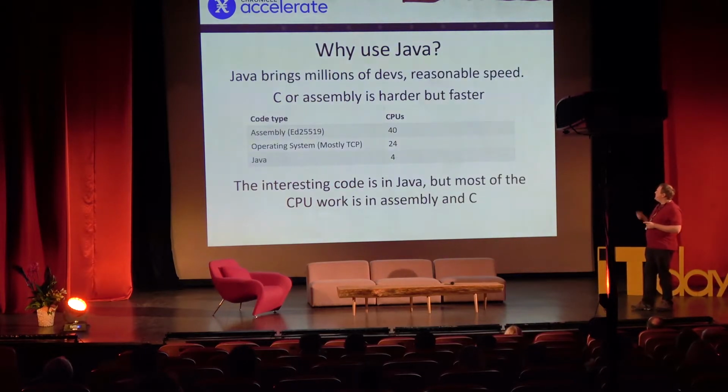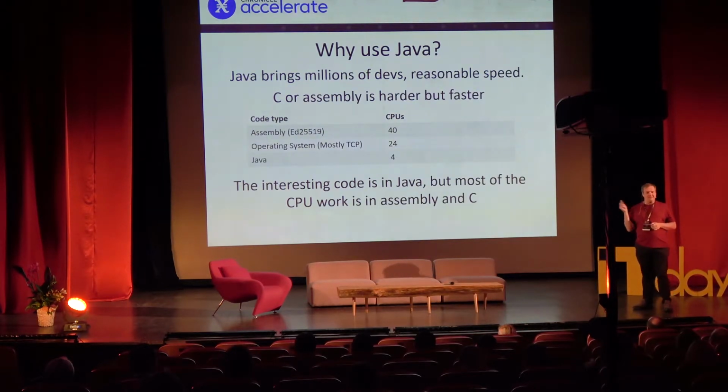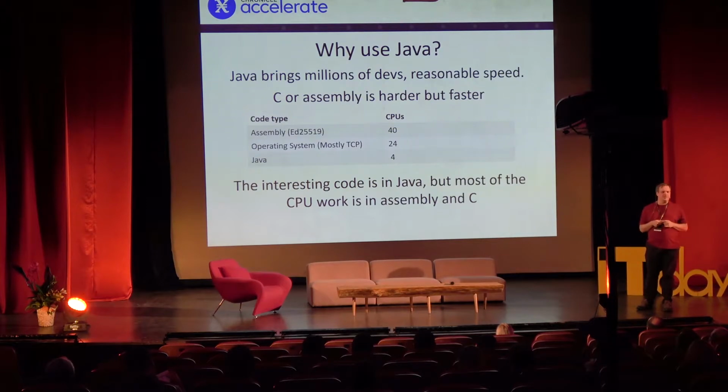So in fact, in this solution, in a 64 CPU environment, about 40% is spent in assembly just doing the signing and verifying. And in fact, only 4 CPUs roughly are spent in Java. So Java is a small piece of the puzzle, but it's an important part for its business logic.